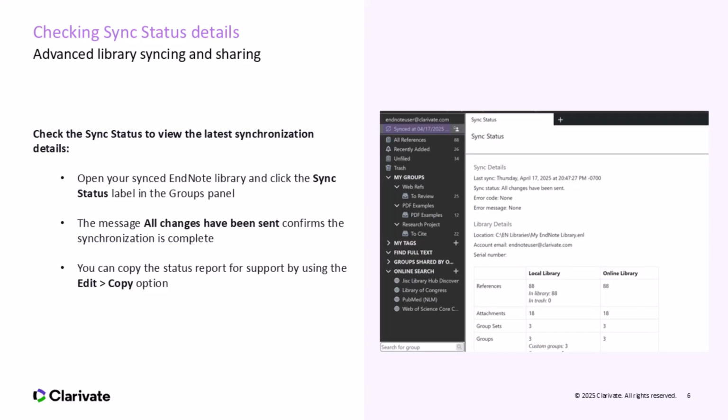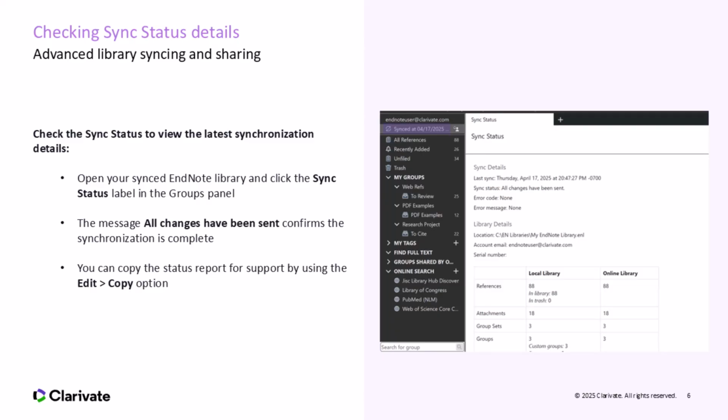If you need to share the synchronization status with product support or colleagues, you can simply copy the information using the Edit Grid and Copy function. This will allow you to paste the status into an email or a text file for easy reference or troubleshooting.